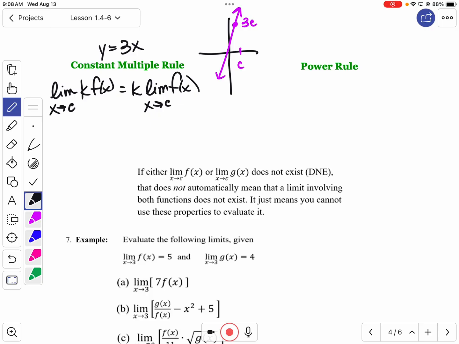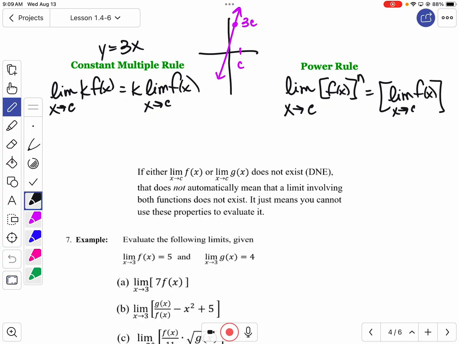All right, and the last one's a little bit more confusing. It's a power rule, power meaning an exponent. So if we take the limit as x approaches c of f of x raised to some power n, all right, that's the same thing as raising the whole limit to that power. Limit as x approaches c of f of x to that power. Okay, again, it's direct substitution. All right, we can take that independent limit and then raise it to that power.